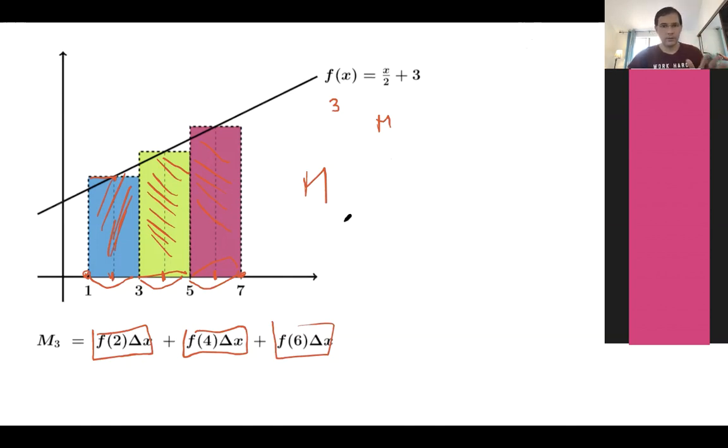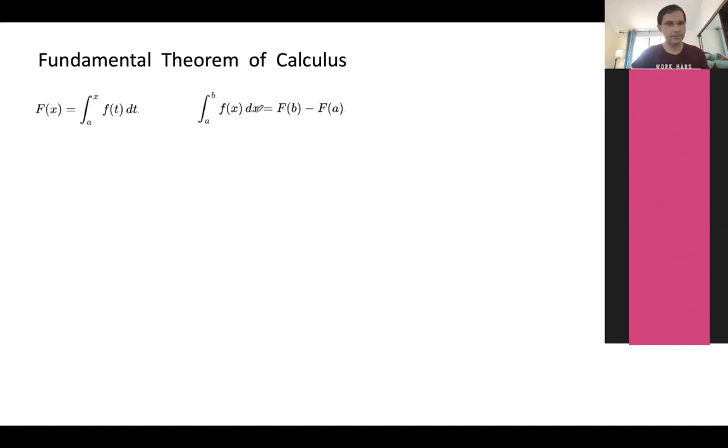So no, the graph will not be given, but the formula for the function f will be given. So for example, the formula for f will be given, but this graph will not be given on the exam. Okay, so that's the construction M3.